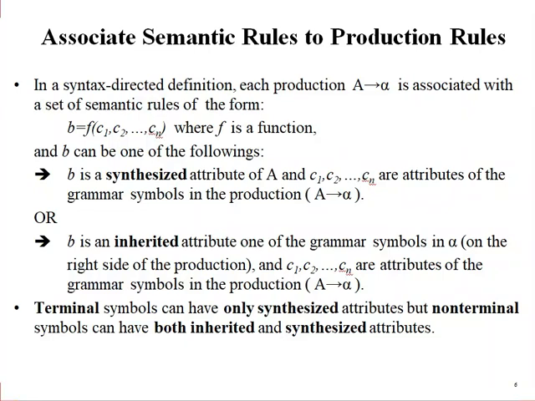Then attribute B can also be attached to a grammar symbol as an inherited attribute. So if the attribute is attached to one of the grammar symbols in the alpha part, or on the grammar symbols on the right hand side of the grammar production rule.